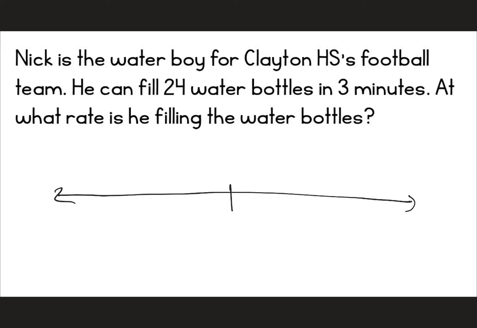24 and 3. 24 water bottles and 3 minutes. So this point on the number line, what does it represent? Is it 24 water bottles or 3 minutes? 24 water bottles and 3 minutes. It's both. It's a double number line. Isn't that cool?